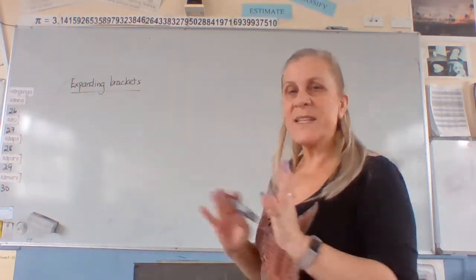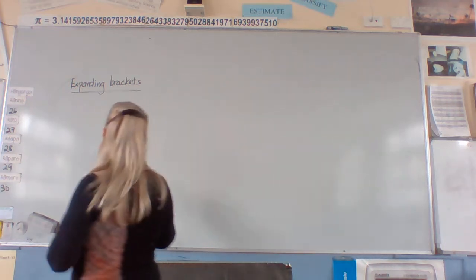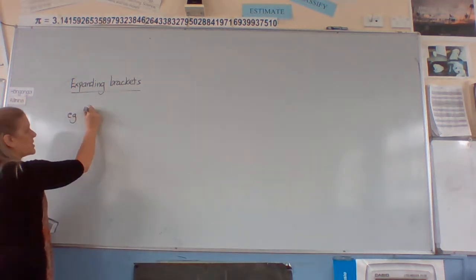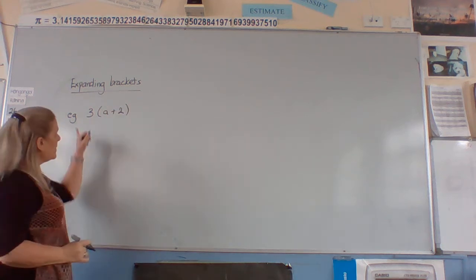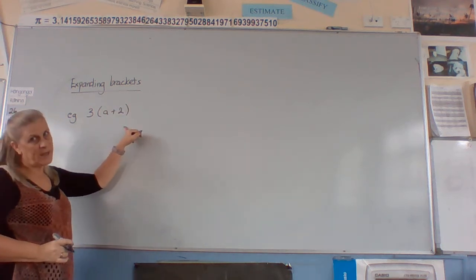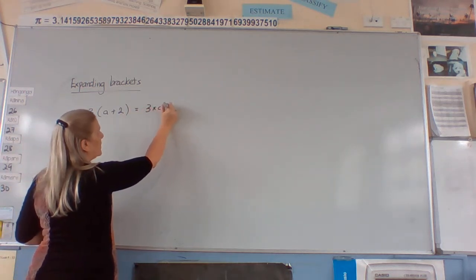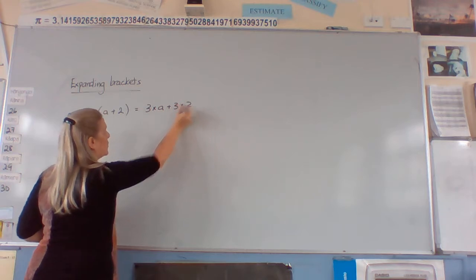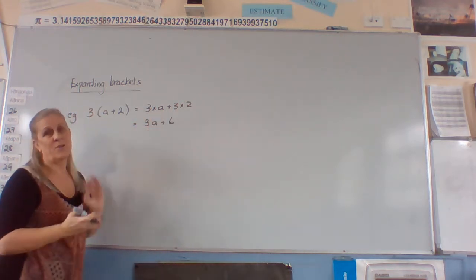Okay, we're going to look at expanding brackets. So when we say expanding brackets, generally there are brackets in the question, something like this. All right? What that means is 3 of everything in the bracket. So we do 3 times A plus 3 times 2.